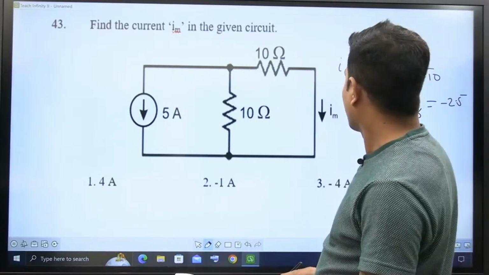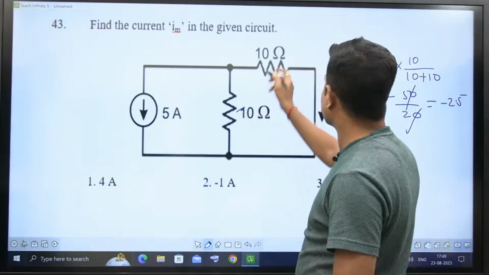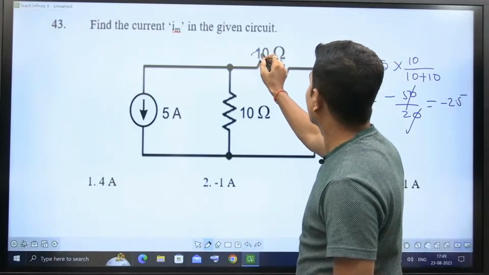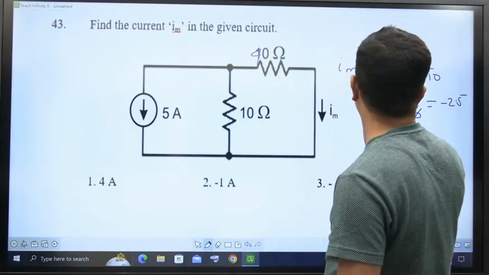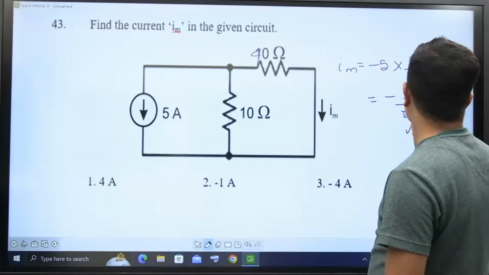Okay. I think this is 40. I think it is. This is 40, not this. Just let me correct it. I think this is 40. Okay. Opposite resistance by total resistance. This is 40. Therefore, this is 50.